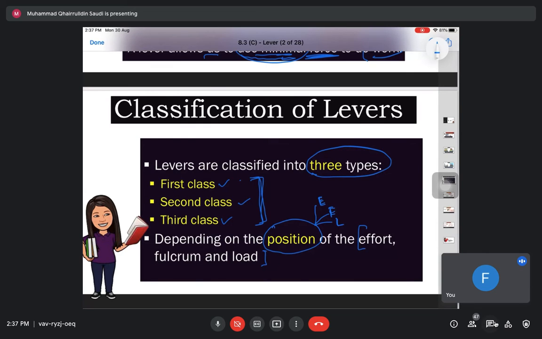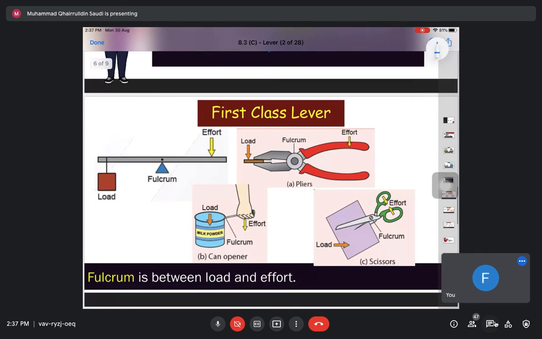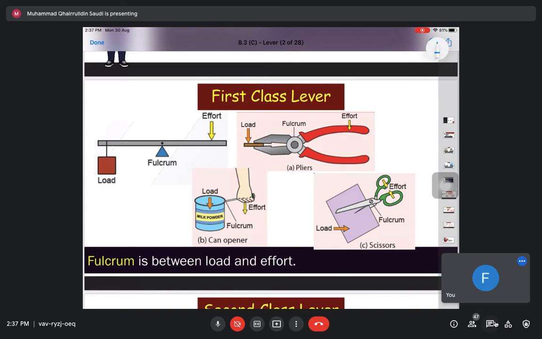Okay, let's just revise. The first class lever. So for the first class lever, what is positioned at the center? The fulcrum is between the load and the effort. So the thing at the center will be the fulcrum. So first class lever means the fulcrum is at the center between load and effort. So this is the simple visualization.